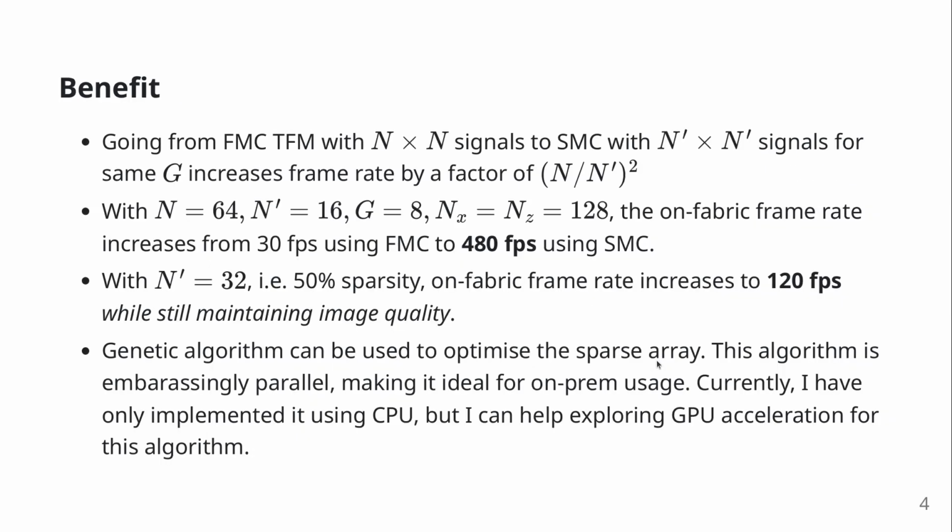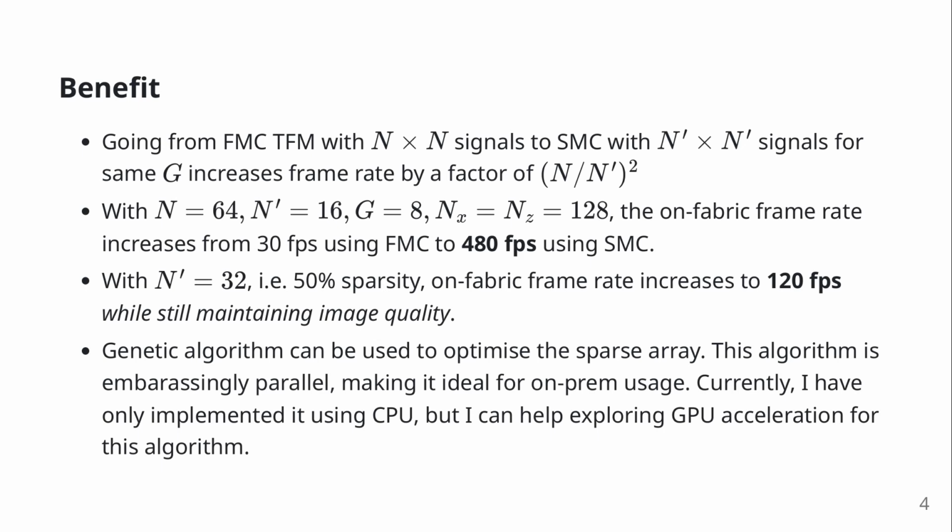Okay, so what effect does this have on the frame rate? So going from the full matrix capture, which is using n cross n signals, to just a sparse matrix capture with some n dash cross n dash signals, the number of patches that have to be sent are reduced, and so the frame rate increases by a factor of (n/n dash) squared. So just to put this in perspective, if you have the same example that I showed you in the last meeting, which is 128 cross 128 grid, the group size of 8 and 64 elements, basically a full matrix capture, you would be getting 30 FPS.